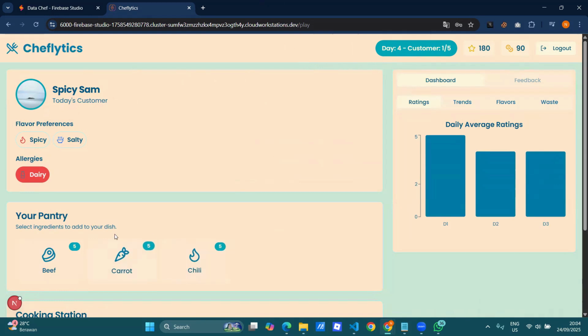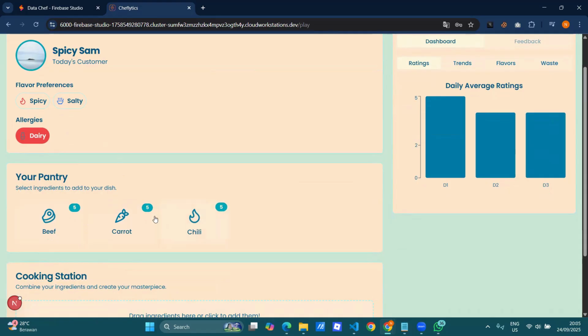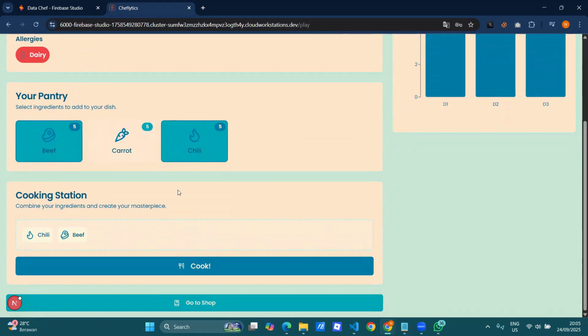This is the pantry. The players select the ingredients based on what the customer wants. Then we click chili and chili for spicy, and salty for beef. And I will click cook.